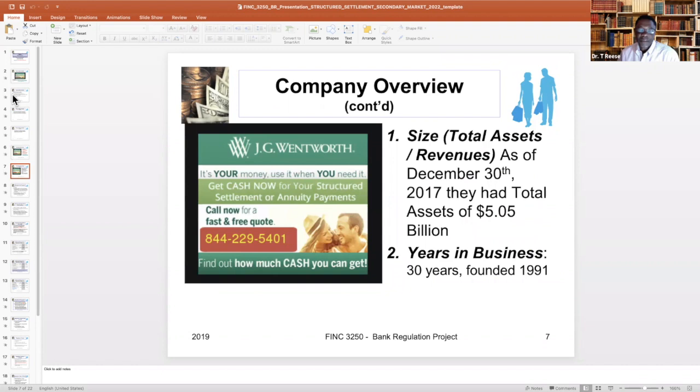Because the company is no longer publicly traded and information is not readily available to the investing public, the latest financial data we have for J.G. Wentworth is December 30th, 2017. At that time, they had total assets of $5.05 billion. You need to also confirm that the company began business in 1991. Again, when you provide narration for this slide number 7, you need to provide that information.